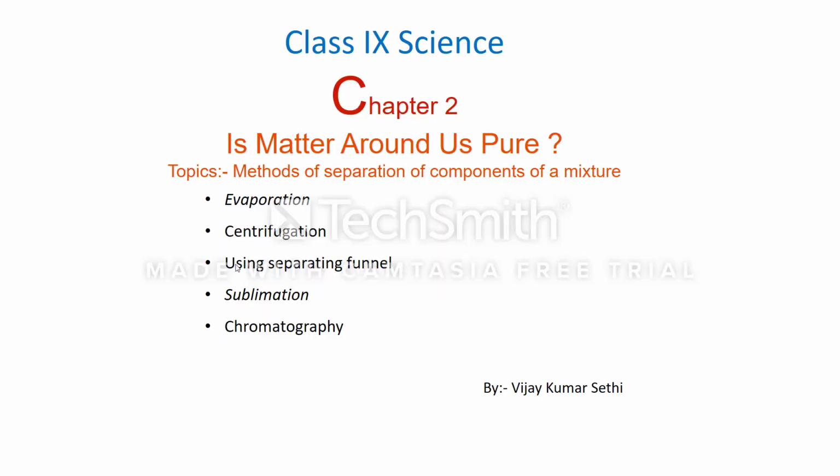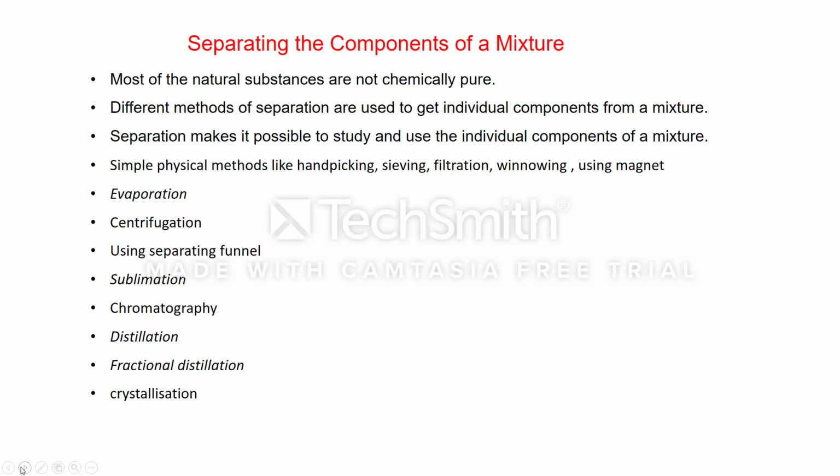Hello students. Now in class 9 science chapter 2 we will discuss the methods of separation of components of a mixture like evaporation, centrifugation, using a separating funnel, sublimation and chromatography. Now let us see one by one.